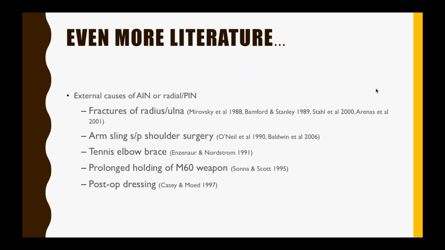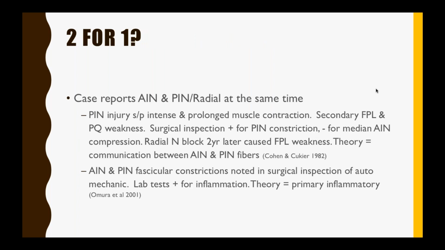In the military, prolonged holding of the weapon, the M60, and also post-op dressing have been shown to injure the radial nerve and anterior interosseous nerve in the forearm. However, there were not many reported cases of the two nerves being injured together.